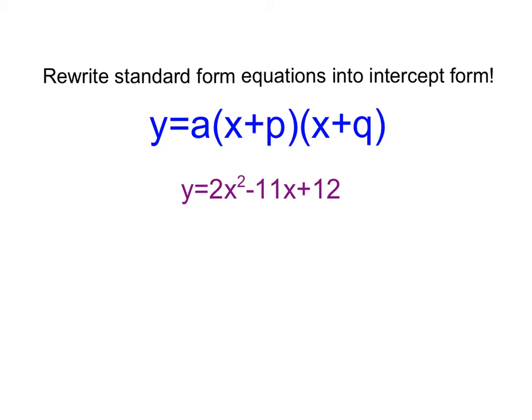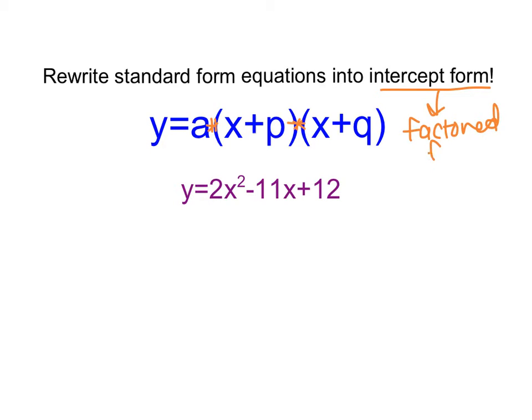So if you ignore this y for a minute and pretend there's a 0 here, what you'll notice is we have something times something times something is equal to, in this case, 0, but now in this function it's equal to y. What this really is, this intercept form, is really factored form.